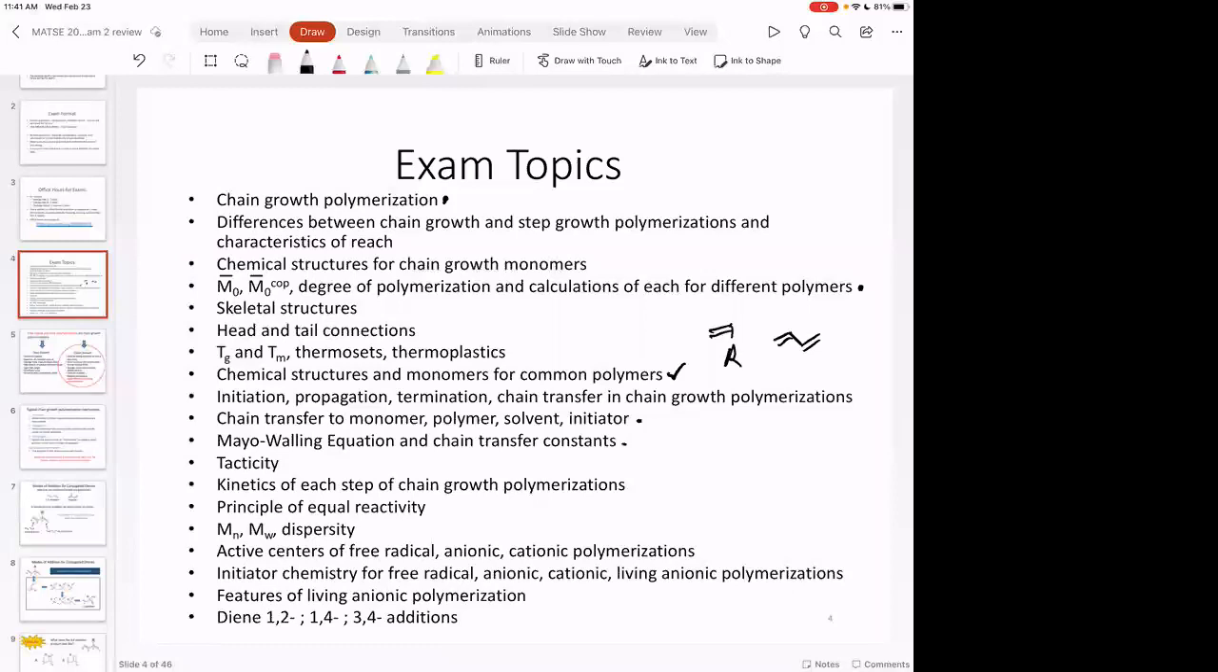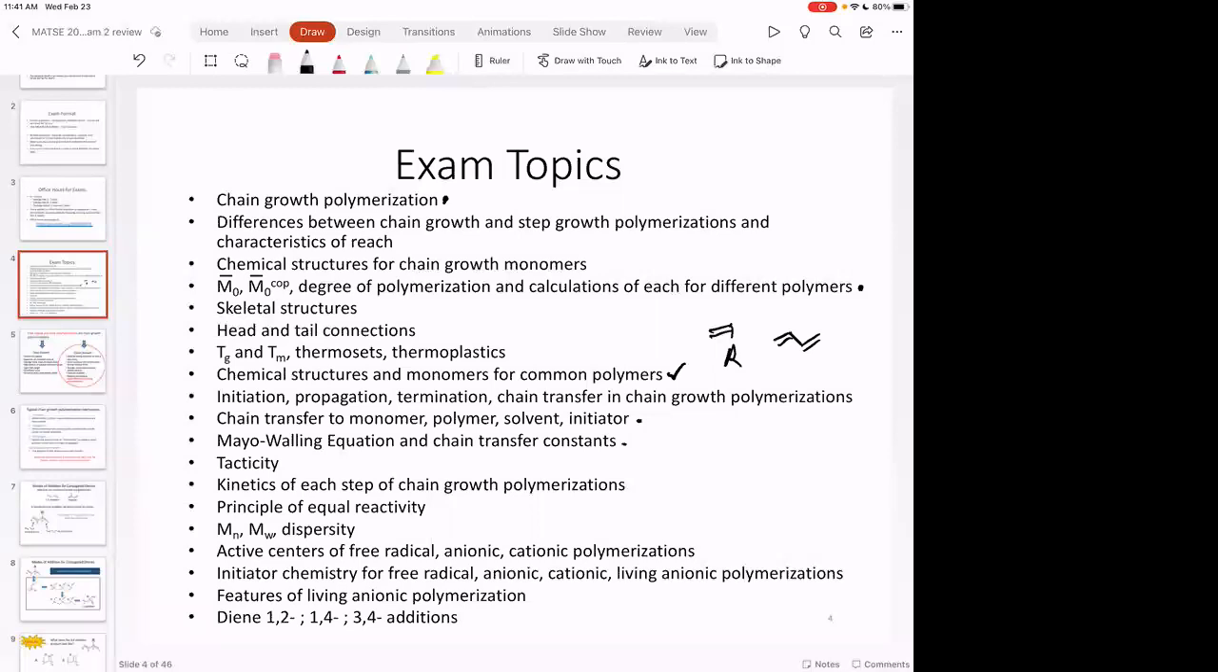And for intramolecular chain transfer, what type of things happen to the polymer chain? Short chain branches, right? And so if you have intramolecular chain transfer for cationic polymerization, you get the same sort of thing. Even though we didn't write out those mechanisms, just remember intermolecular chain transfer versus intramolecular chain transfer.